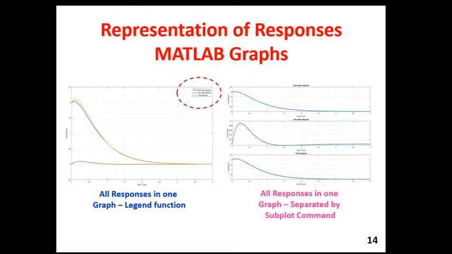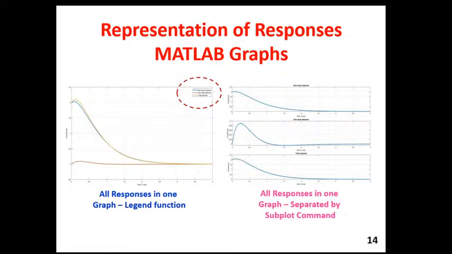So 3 rows, 1 column is 3 1, and the zero input response is positioned at 1. So the zero input response, which is at the top, is at position 311 by the subplot command. The zero state response, which is in the middle, has position 312, and the combined response, which is the y(t) graph, is at position 313.